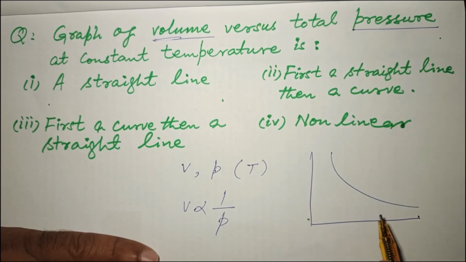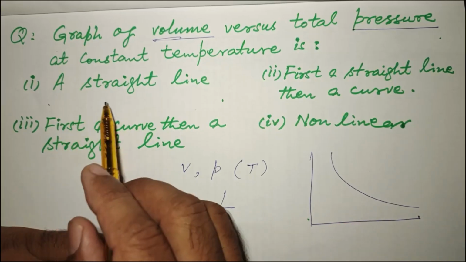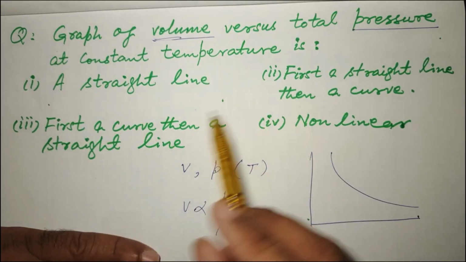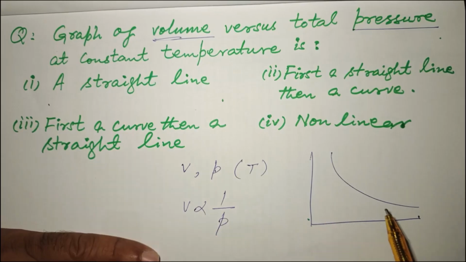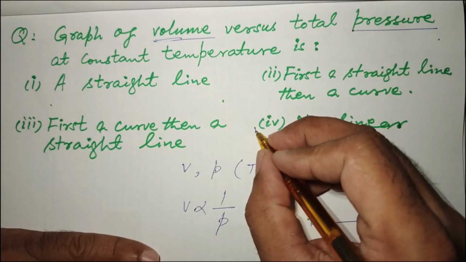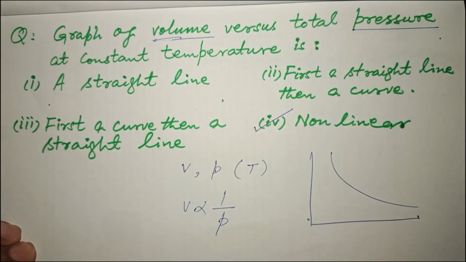So when you look at a hyperbola, you can find that it is a curve. It does not meet the first option, the second option, and the third option. The hyperbolic graph is a non-linear graph. So the correct option is 4. Now move to the next one.